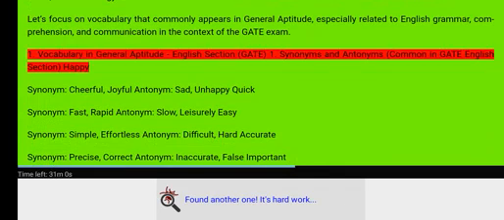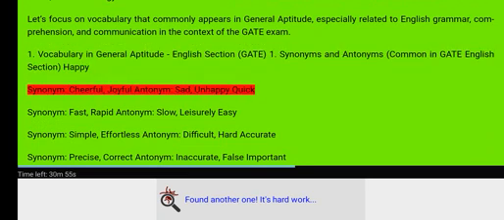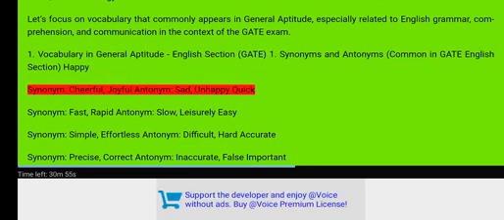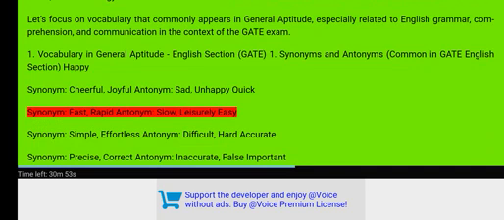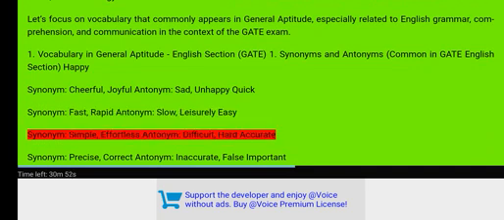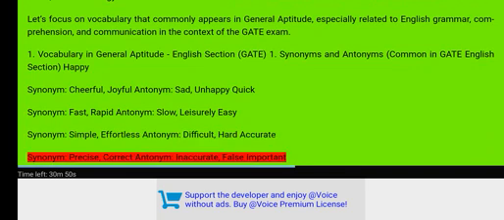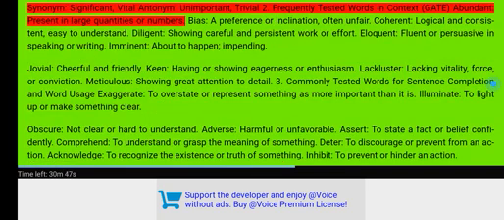1. Vocabulary and General Aptitude, English section, GATE. Synonyms and antonyms common in the GATE English section. Happy. Synonym, cheerful, joyful. Antonym, sad, unhappy. Quick. Synonym, fast, rapid. Antonym, slow, leisurely. Easy. Synonym, simple, effortless. Antonym, difficult, hard. Accurate. Synonym, precise, correct. Antonym, inaccurate, false. Important. Synonym, significant, vital. Antonym, unimportant, trivial.